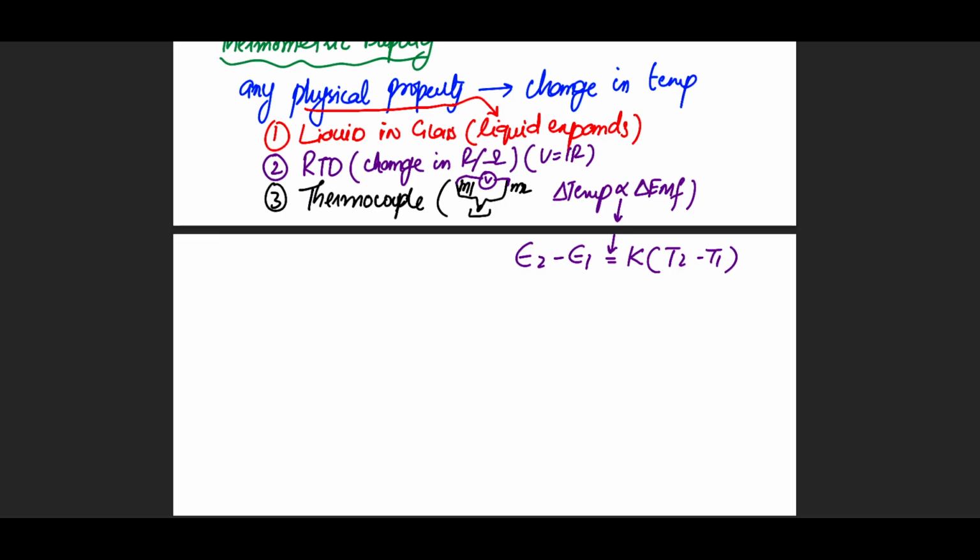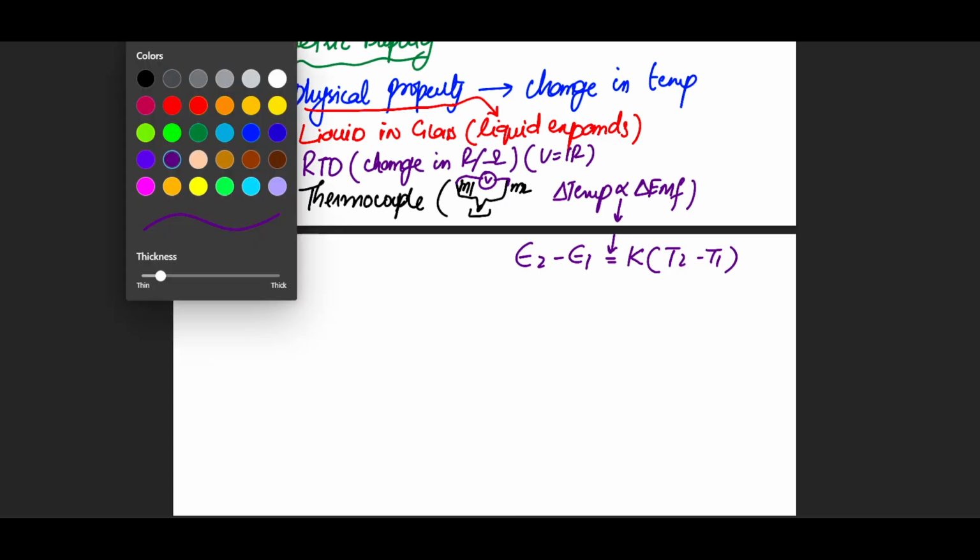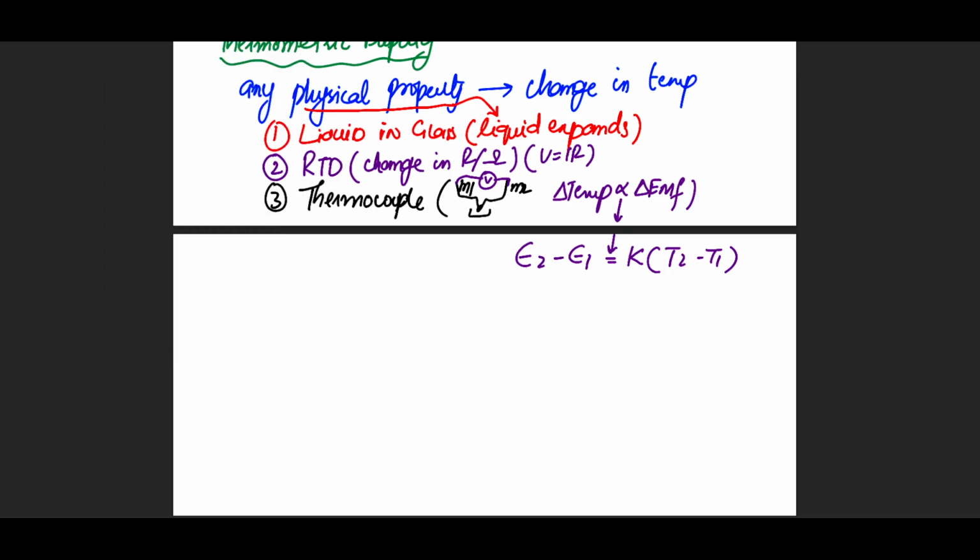There will be a constant K, right? Now, there are formulas for the first two cases as well. For the liquid in glass and for RTD, we have similar looking formulas.